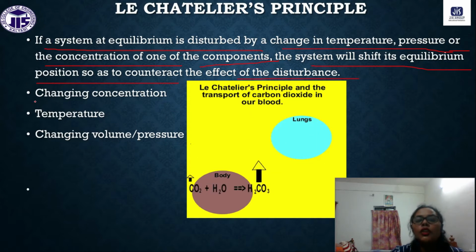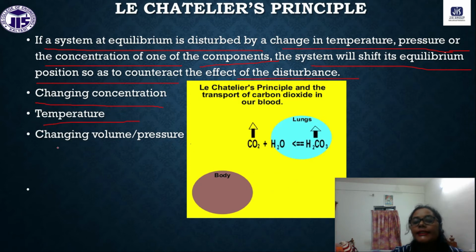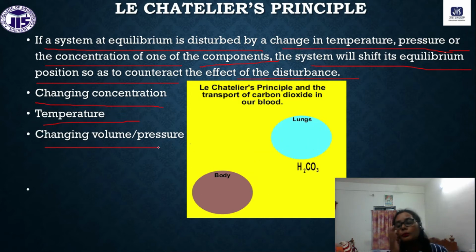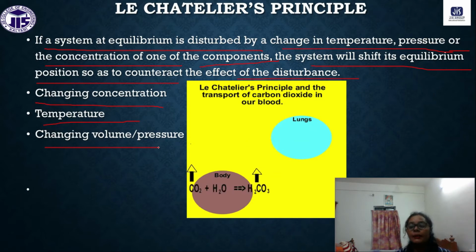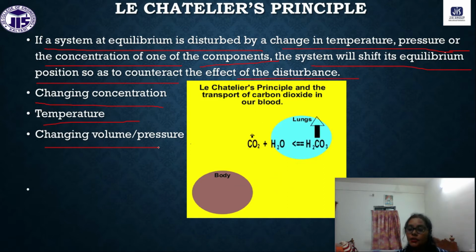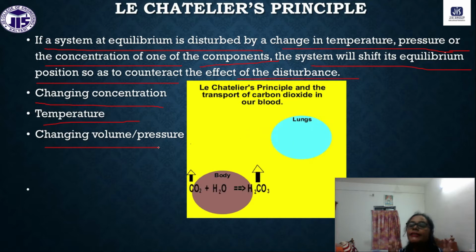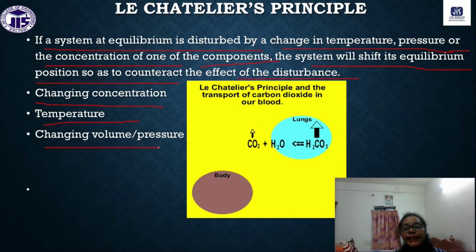Okay, so if we change the concentration, the temperature, or the volume or pressure, what will happen? The system equilibrium, the chemical equilibrium, will be disturbed. Then the system will change itself in such a way that the change will be minimized. Okay, so this is called the Le Chatelier principle.